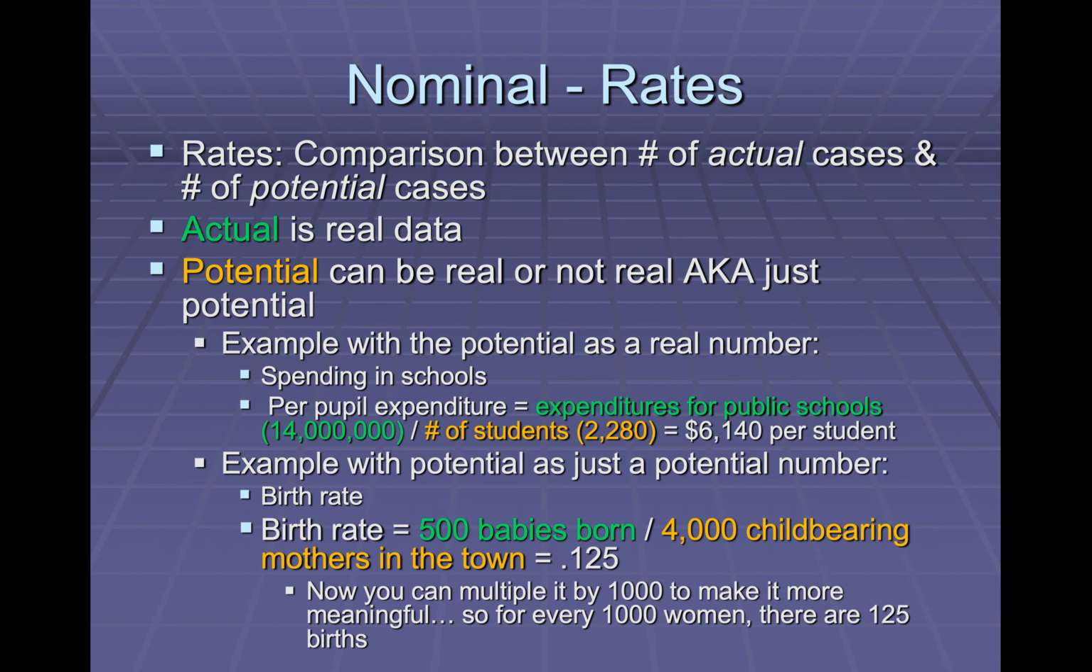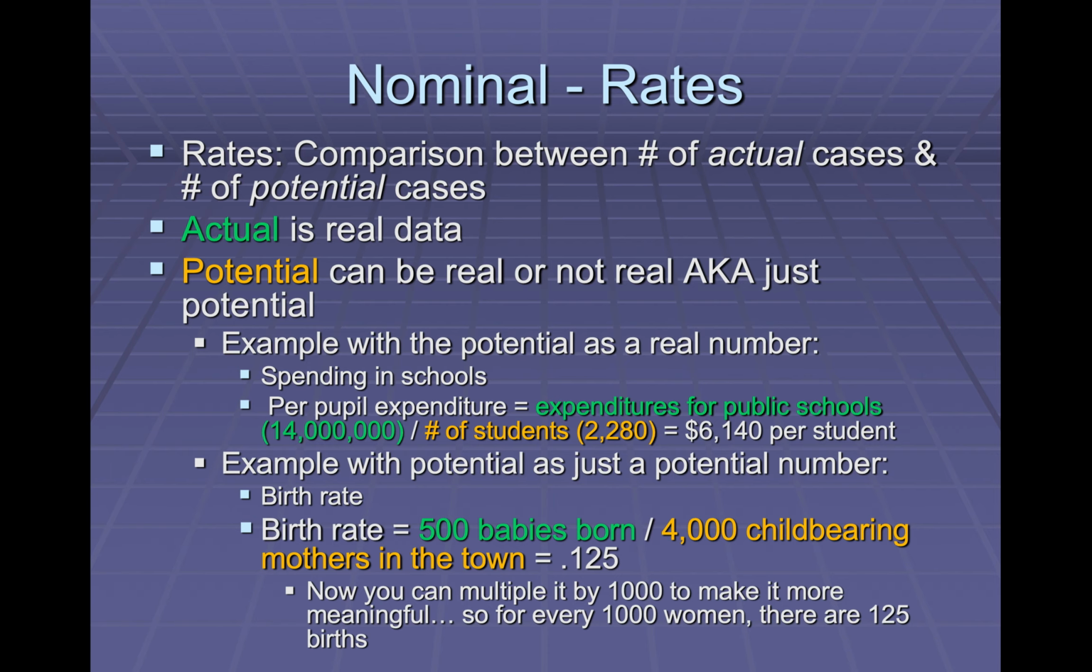So here's an example with potential as a real number. So let's look at spending in schools. So per pupil expenditure, the state spends about $14 million on schools. And so you divide it by the number of students. And we know for a fact, so this is a real number in this situation, that we have 2,280 students. So 14 million divided by 2280 is $6,140 per student.